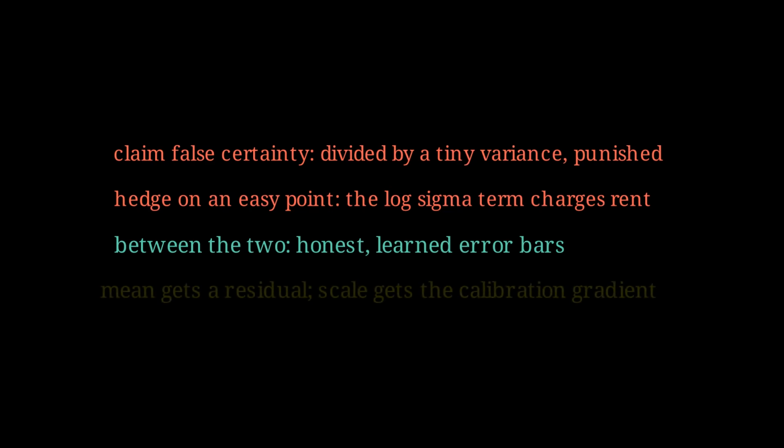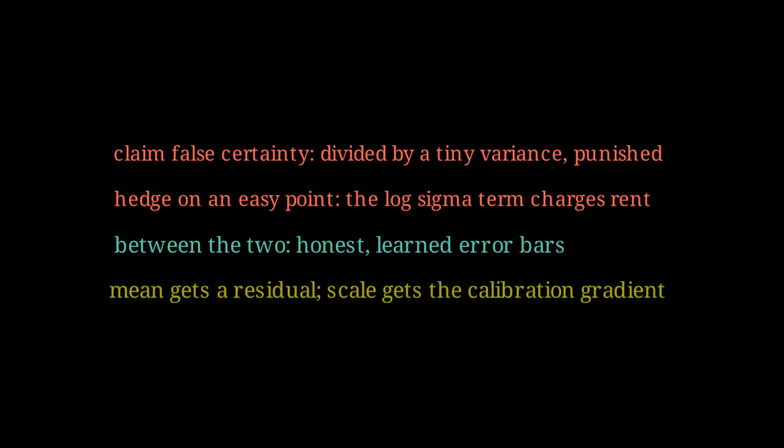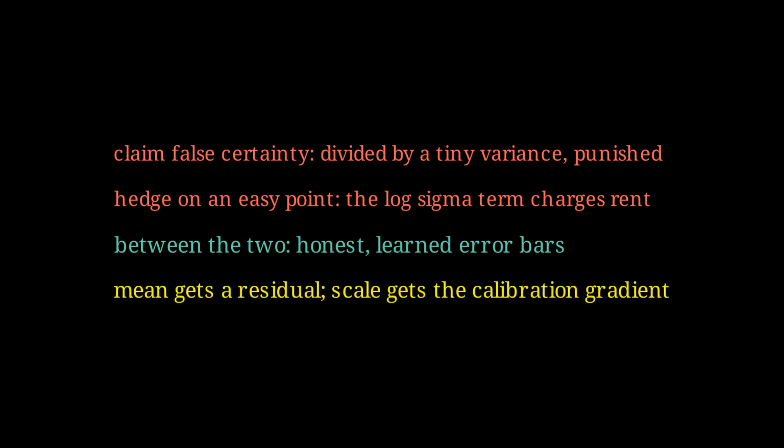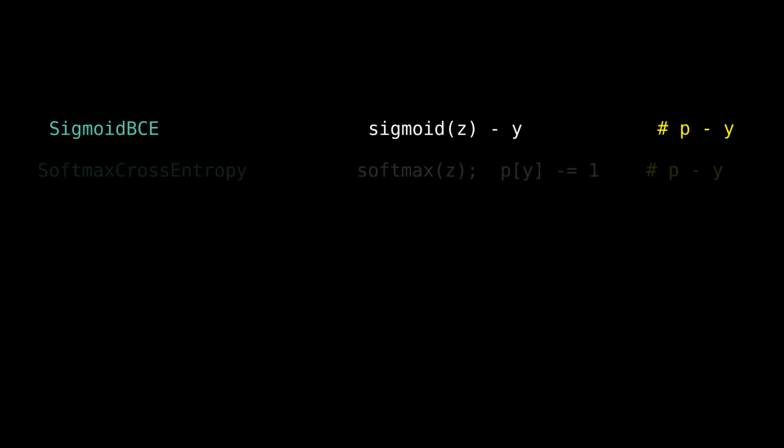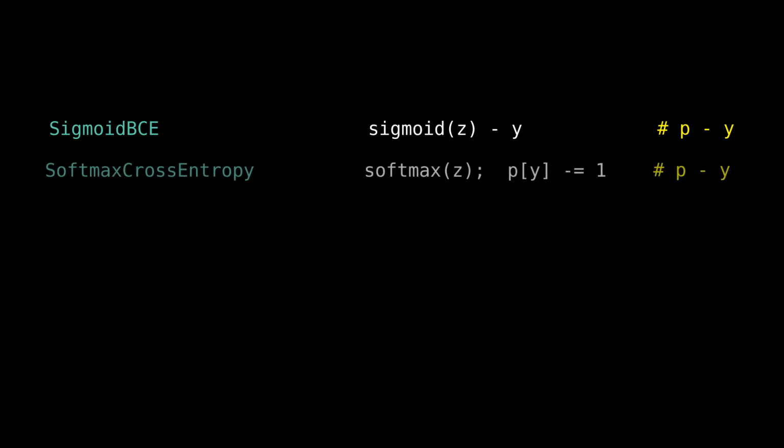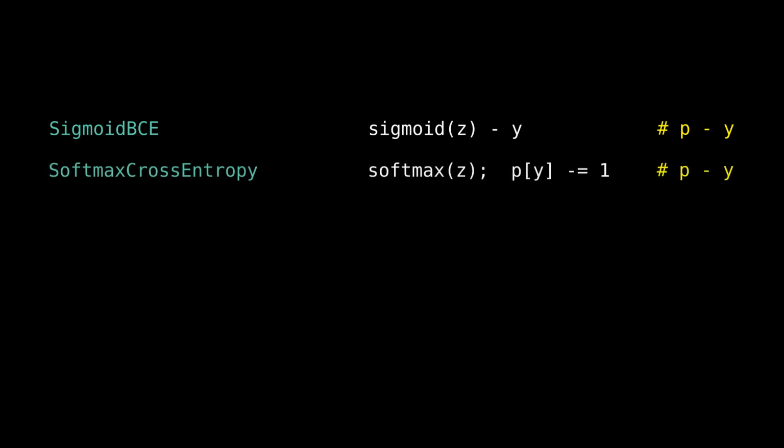The mean side is still a residual, just scaled. The scale side is the calibration bill. The same backward pass carries both. So line them up. 5 heads, 5 gradient methods, pulled straight from the source and set side by side. Binary cross-entropy hands back the sigmoid of z minus y. Softmax cross-entropy hands back the probability vector with 1 subtracted at the true class, which is p minus y. Squared error, z minus y. Poisson, the exponential of z minus y.